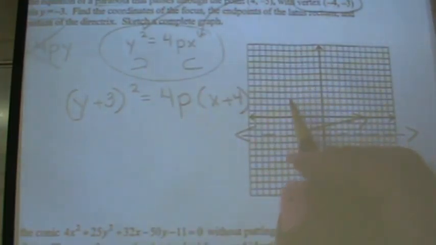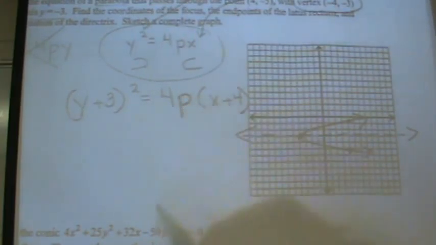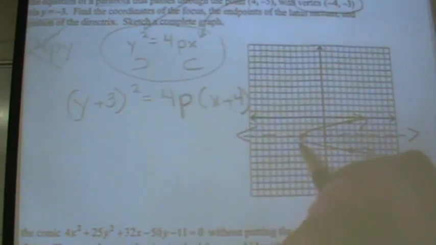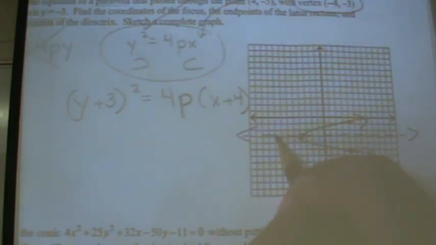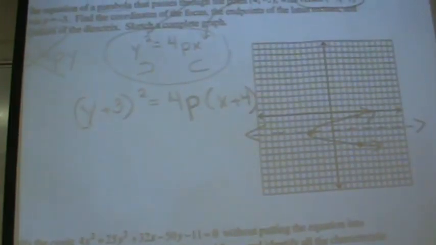Now, what am I missing? The p-value. That p-value gives us a lot of information. It tells us our focus, how many units that is away from the vertex. And that p-value also reappears by the directrix. It's that many units away from the vertex. So how can we use the information? We have a point that it passes through. How can we find p?